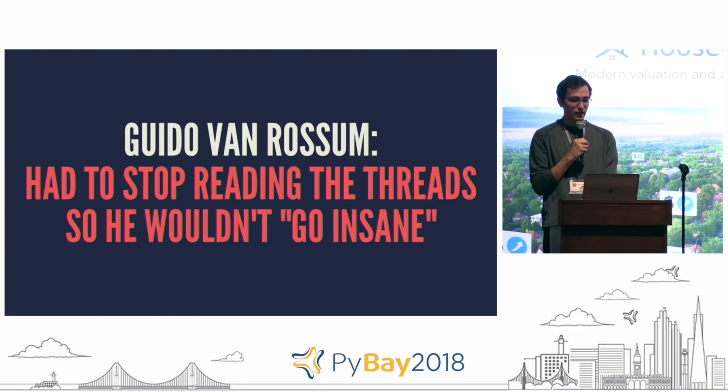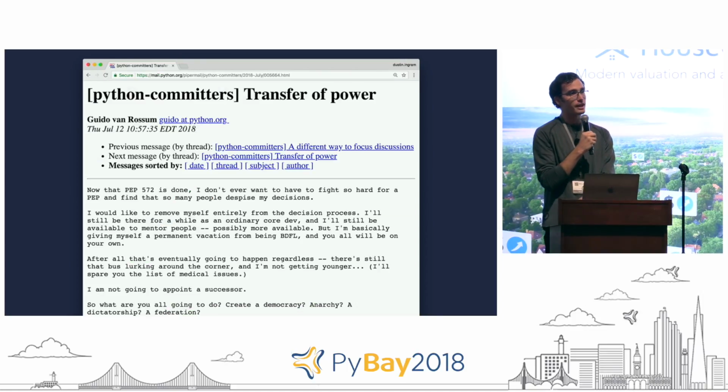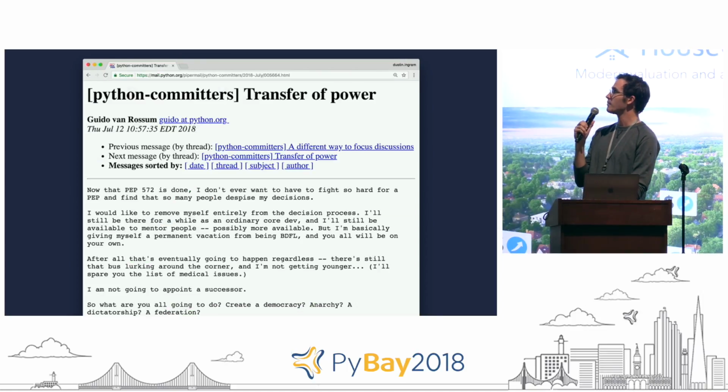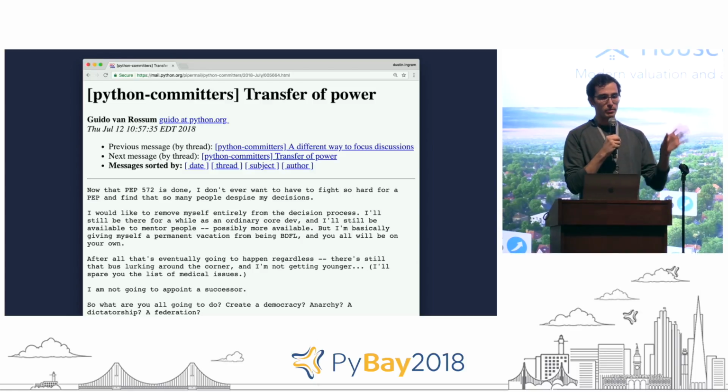So after a lot of discussion, Guido went and accepted the PEP. And then he immediately did a transfer of power. He said that now that the PEP's done, he would like to remove himself entirely from the process, and he's going on a permanent vacation.